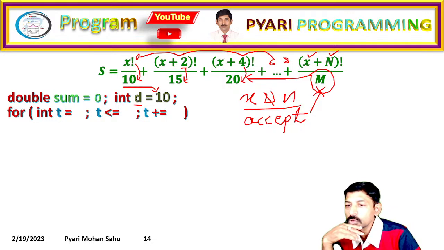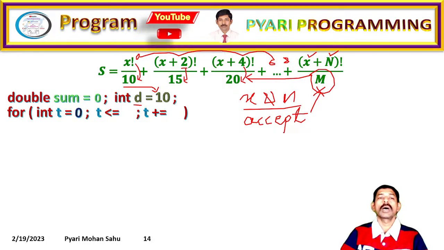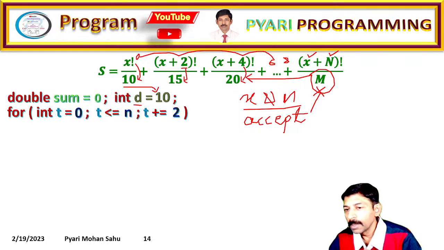Zero, t plus 2, less than n, will it be? Less than or equal to n, and t plus equals 2. Good.